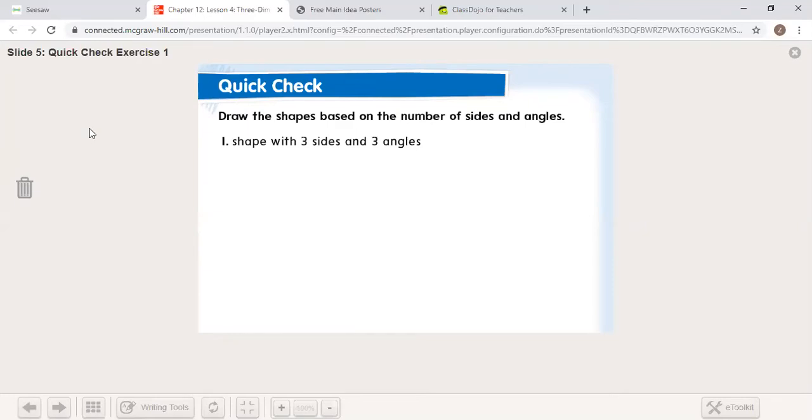Quick check. Draw the shapes based on the number of sides and angles. A shape with 3 sides and 3 angles. You can draw it, or you can tell the person sitting next to you. 3 sides, 3 angles. I'm going to say triangle. Good job. How about a shape with 6 sides and 6 angles? Go ahead and discuss that with the person next to you. And you should have described or drew a hexagon.